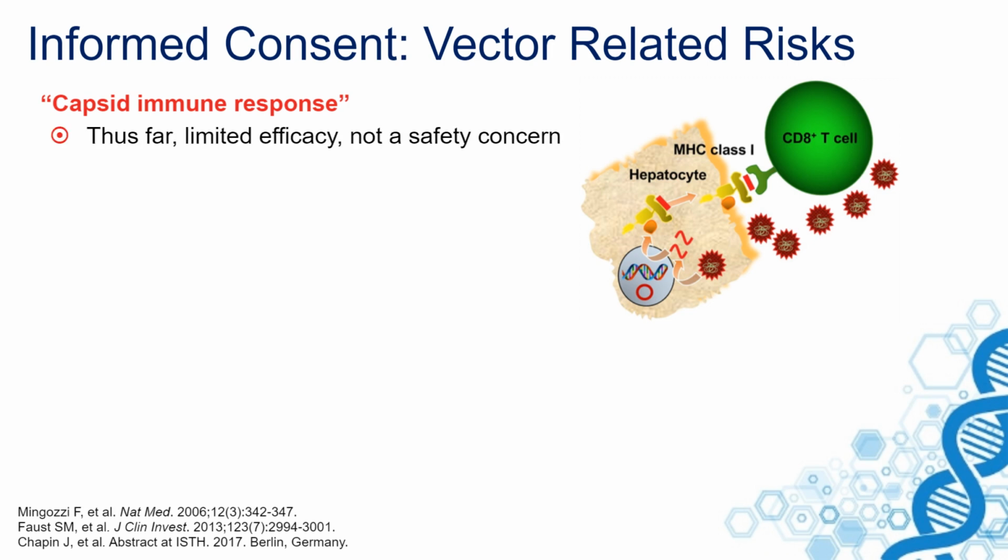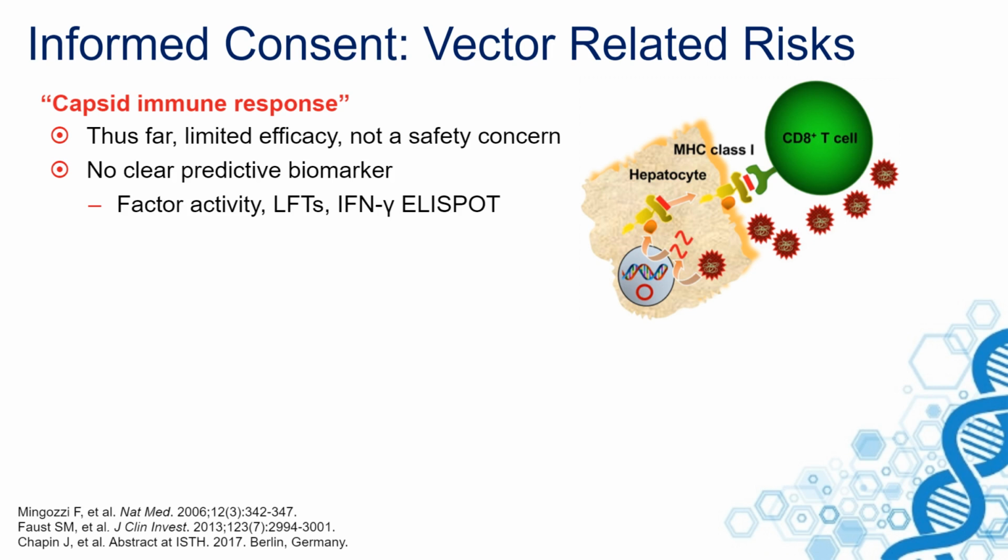Thus far, this has not proved to be a safety concern in hemophilia clinical trials, but of course would limit efficacy. Right now, there's not a clear predictive biomarker, and so the way we monitor for this is looking at factor activity. Liver function studies, namely ALT, appear to correlate with this response. And then interferon gamma ELISpots to capsid peptides, which of course is not something traditionally done in clinical labs. It is done on a research basis only.